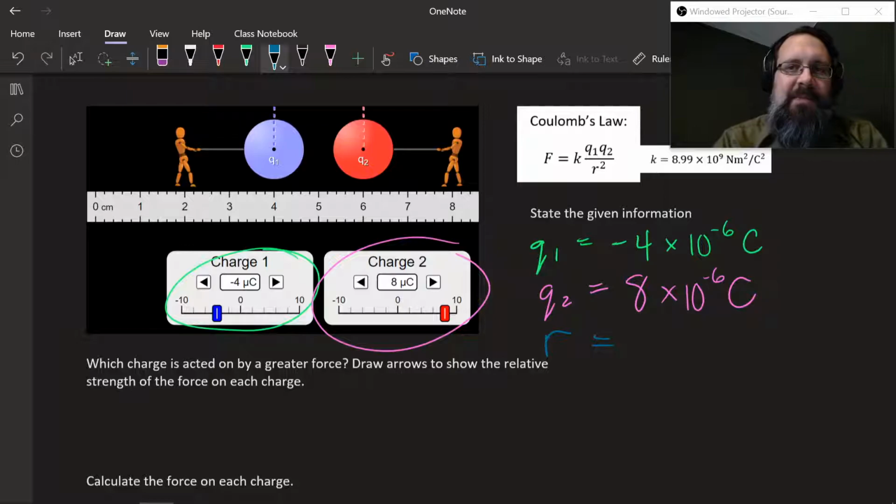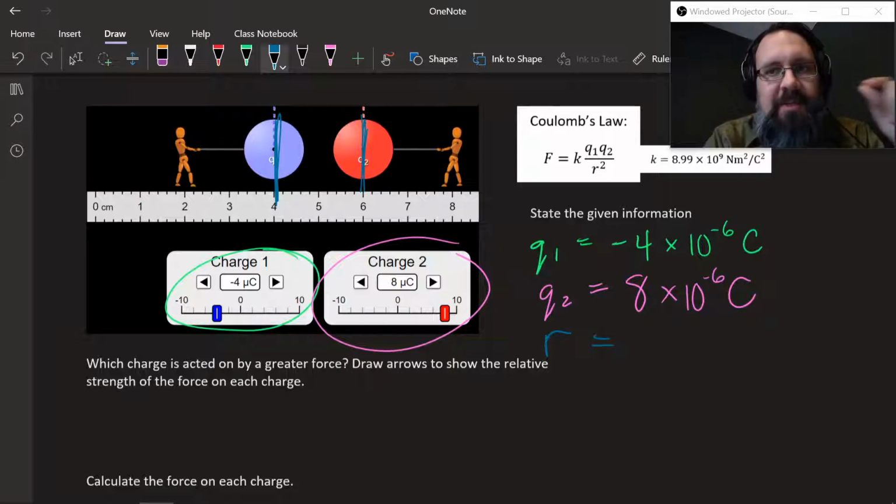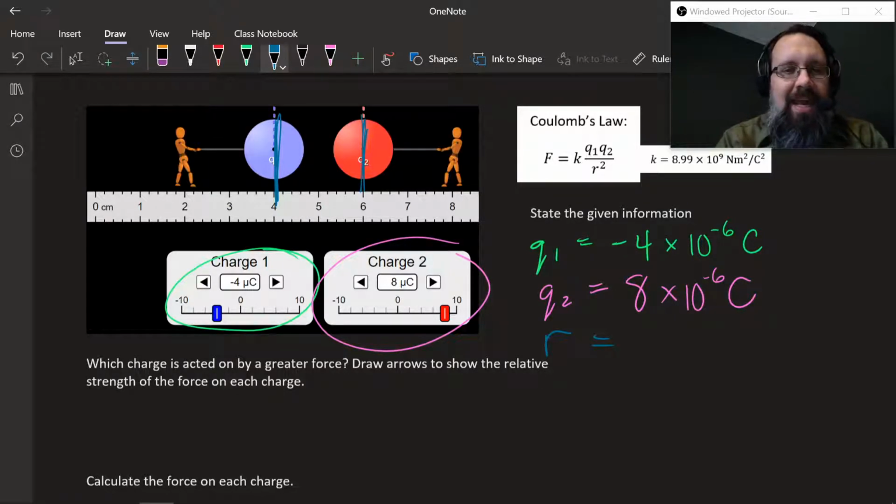And then the last question I have is, what's the distance between them? So what's the distance between these two charges? Is it 2 though? I mean, where are we measuring from? Are we measuring from here to here? We're measuring from the center to the center. Just like with gravity, you always measure objects to their center. So that is indeed from 4 to 6, which is 2 centimeters.